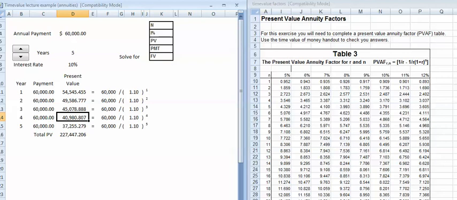So the total present value of all of our payments is $227,447. We could have also done a similar calculation using our financial calculator. In our financial calculator, we would enter 5 for the number of periods, 10 for the interest rate, $60,000 for the annuity payment or annual payment we're making each year, and 0 for the future value, because after our final payment of $60,000 in year 5, we will not make any additional payments.